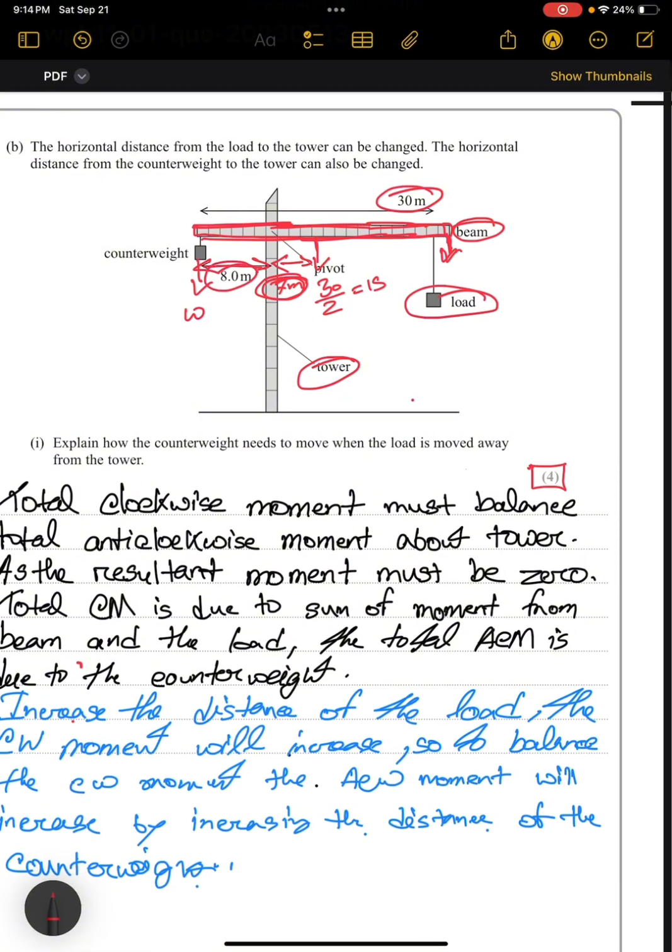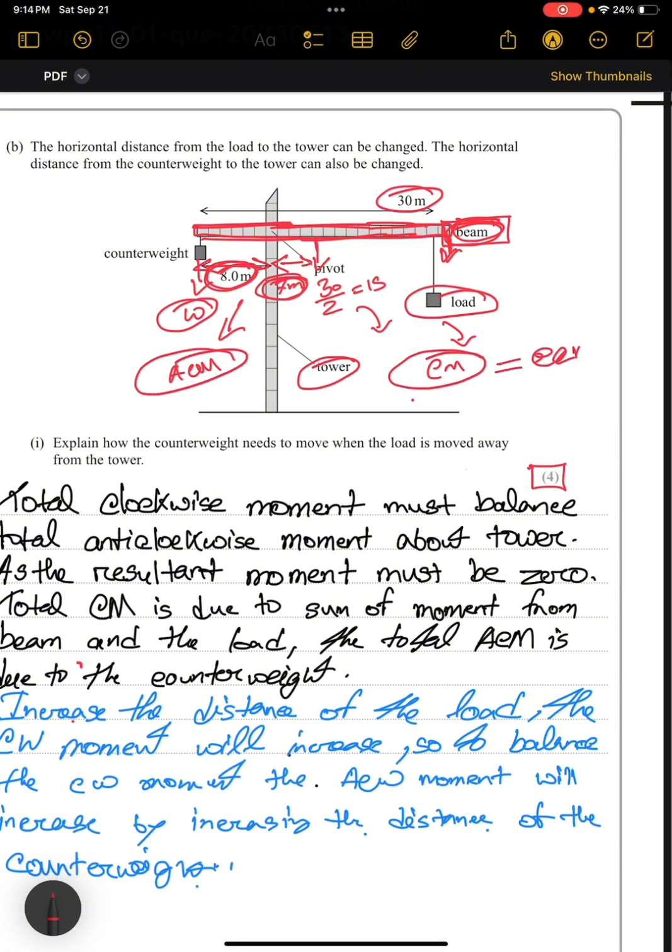We know the weight of the counterweight and the distance of the counterweight. This is our anti-clockwise moment, and the moment of the beam and the moment of the load is our clockwise moment. For this beam not to topple, this clockwise moment and anti-clockwise moment must be equal, which means equilibrium. And equilibrium means forces are balanced.